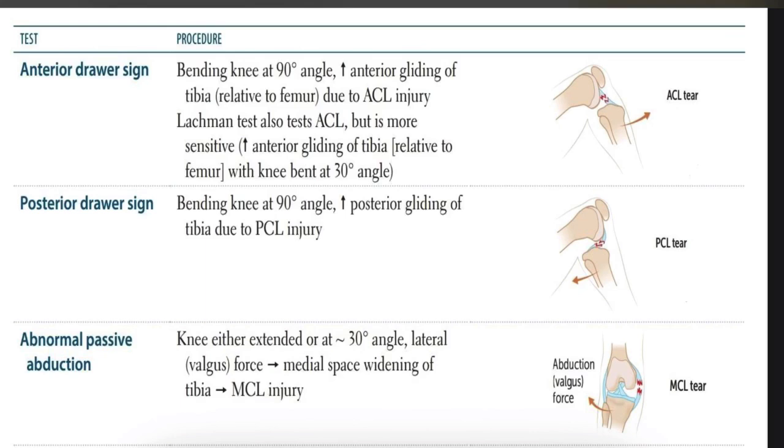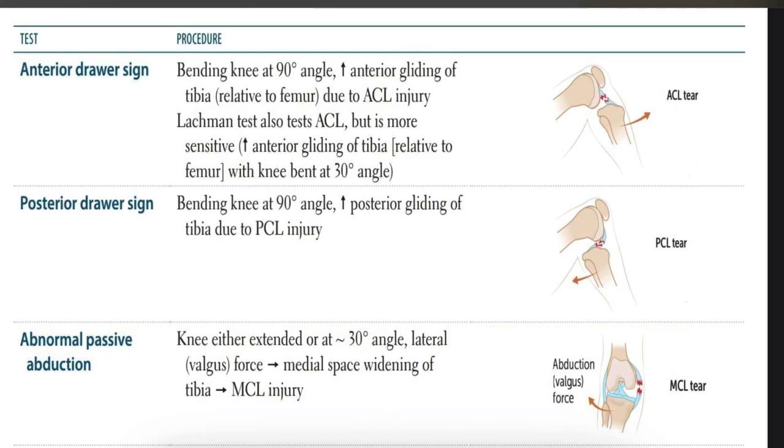First one, anterior drawer test. How can we do it? You can see this image. In this image, we can see the anterior cruciate ligament tear, and to find it we can do the anterior drawer test. The patient must be in supine position and we flex the knee to 90 degrees, and the examiner pulls the tibia anteriorly while stabilizing the foot. A positive test means excessive anterior movement of the tibia, then we have to suspect an anterior cruciate ligament tear.